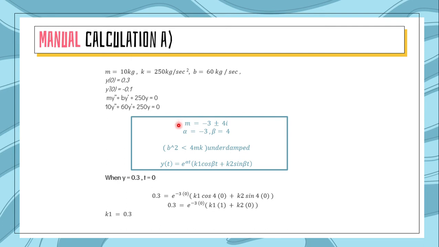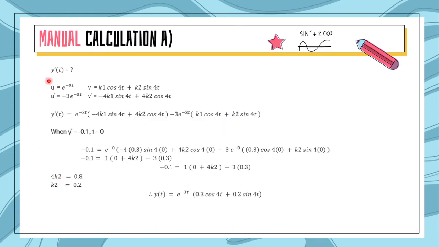So we get the value of m, which is m equals -3 plus minus 4i. As we know, alpha is equal to -3 and beta is equal to 4. Now we can see it is underdamped. If it is underdamped, we need to use this equation as the general equation. Next, we need to substitute the value of y and the value of t into the general equation to get the value of k1, which is k1 equals 0.3.